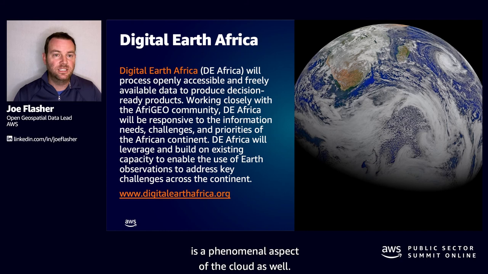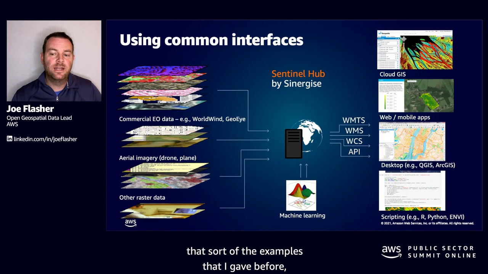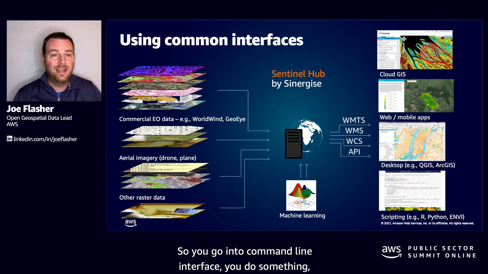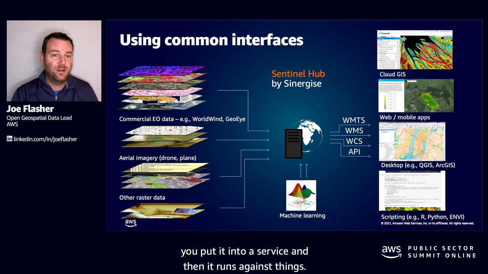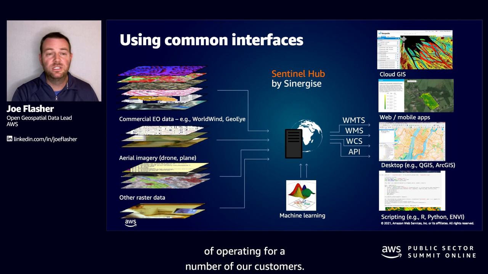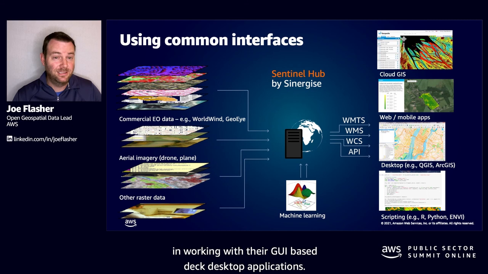And then I just want to point out that the examples I gave before are often script-based. So you go into a command line interface, you write an algorithm, you put it into a service, and then it runs against things. This is going to be a traditional way of operating for a number of our customers. But a number of our other customers are going to be more interested in working with their GUI-based desktop applications. And that's totally possible as well.